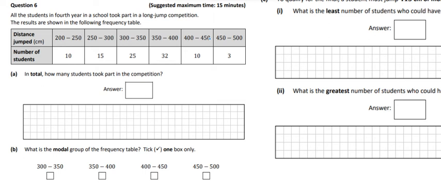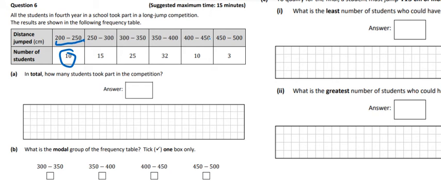Hi folks, so for question 6, they give us a frequency table. What this table means is that all students in fourth year took part in a long jump. The first column gives us that between 200 and 250, the number of students is 10. So 10 students jumped between 200 and 250 centimeters.